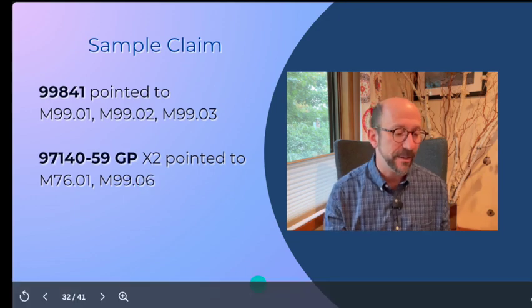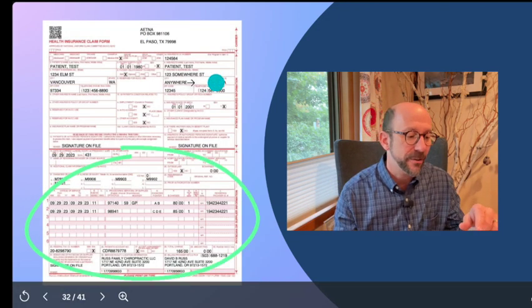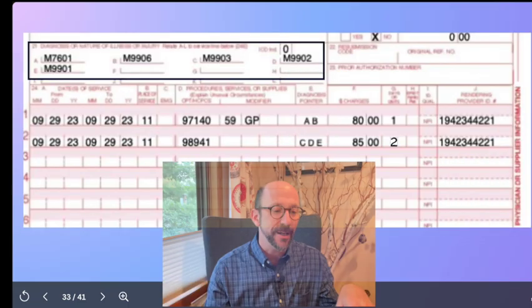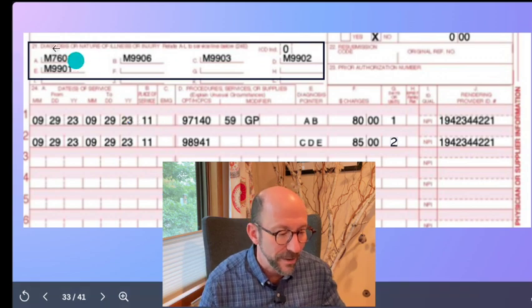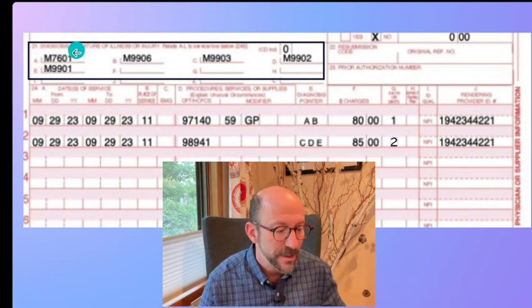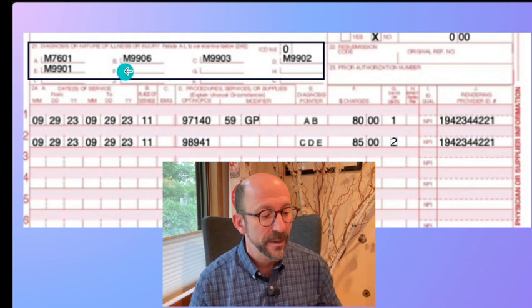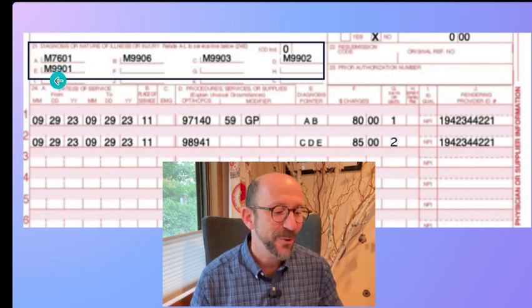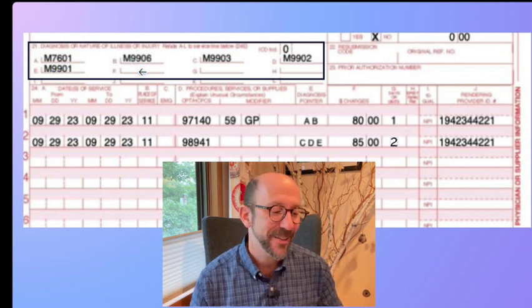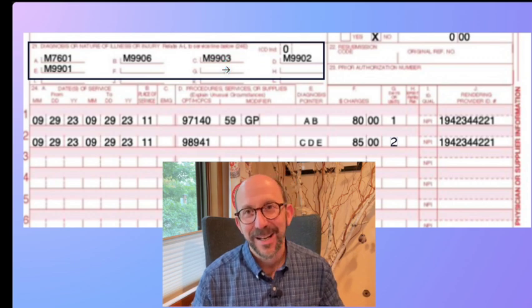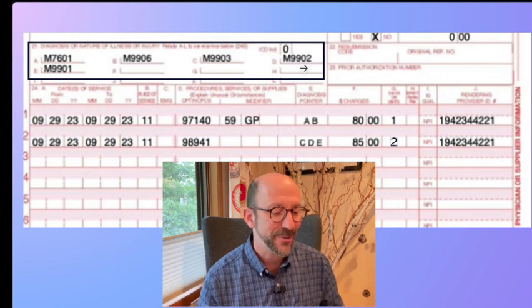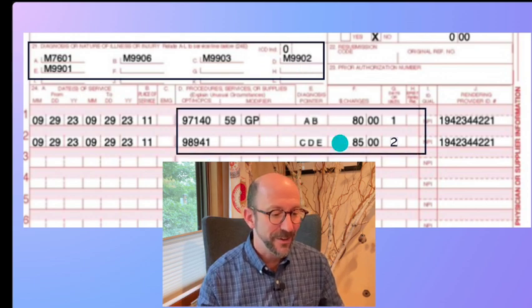Let's see what that looks like on the claim form. So again, here's our claim form, and we're looking down here at the bottom. Here it is blown up, okay? So up here in the box are my diagnoses. M76.01 for right hip gluteal tendonitis, M99.01 cervical dysfunction, 99.06 lower extremity dysfunction, 99.03 lumbar dysfunction, and 99.02 thoracic dysfunction. So there's all my diagnoses. And here are my treatments.